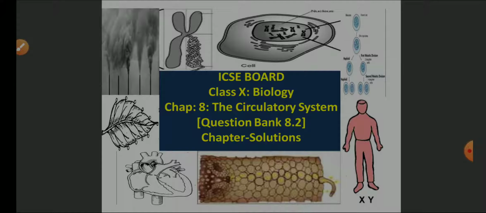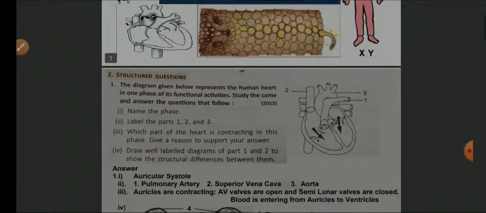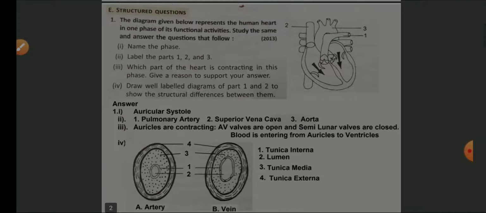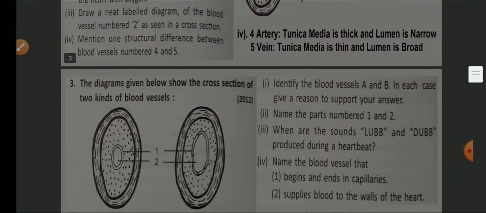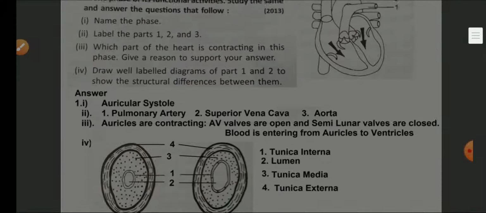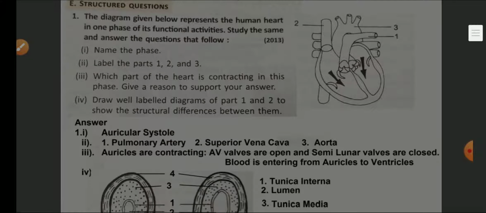This is episode question bank 8.2 and we are with the structured question E. Question number 1. The diagram given below represents the human heart in one phase of its functional activities. Study the same and answer the questions that follow.